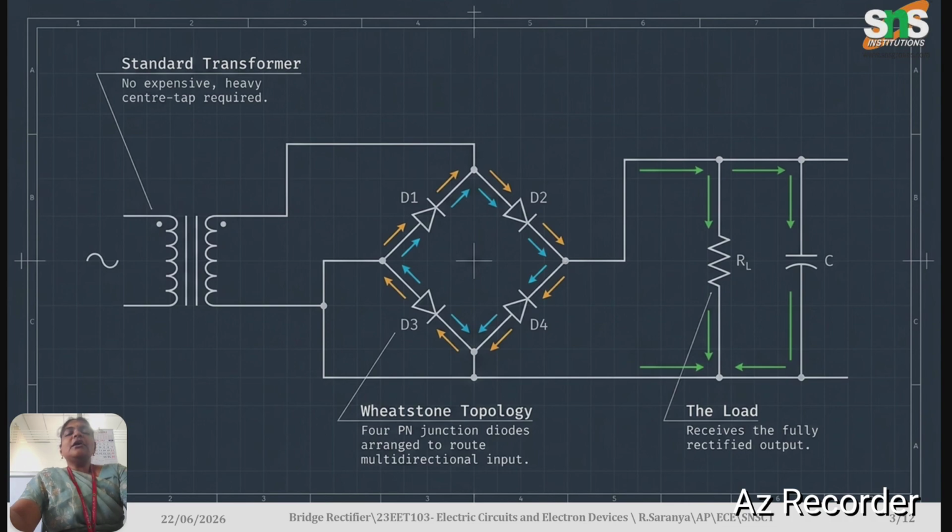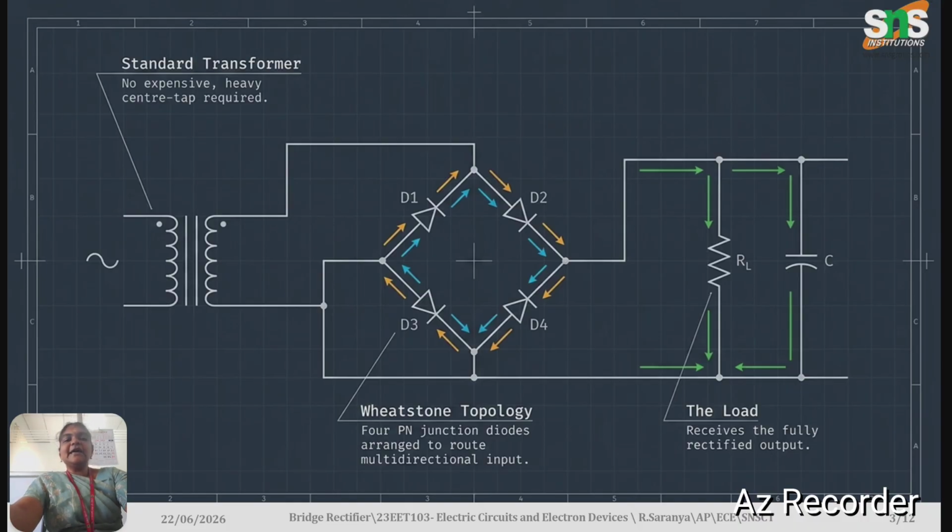Coming to our topic, bridge rectifier, this is the circuit diagram of the bridge rectifier. In the case of full wave, the performance was good compared to half wave, but we use a center tap transformer in full wave, which makes the device very bulky and costly. In order to overcome that particular issue, we go for the bridge rectifier.